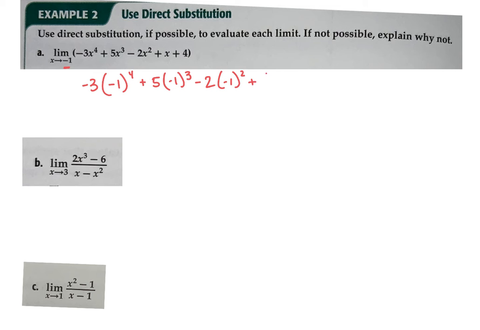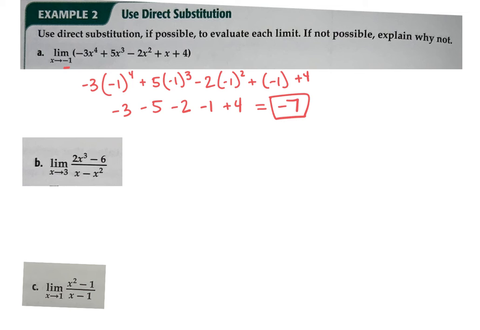Pay attention to your positives and negatives here, but you can just plug it in. So this one's going to be that, this one's going to be that, this one's going to be that, and then plus -1 plus 4, something like that. I think they tell me it's -7. -3 minus 5 minus 2 minus 1 plus 4, -7. And so this is my limit. Plugging it in works.